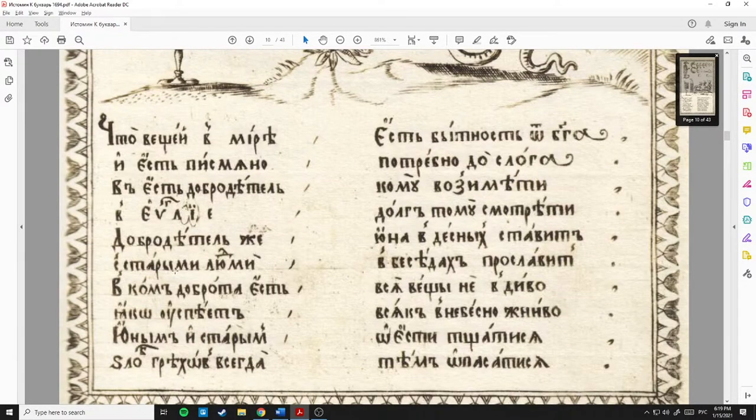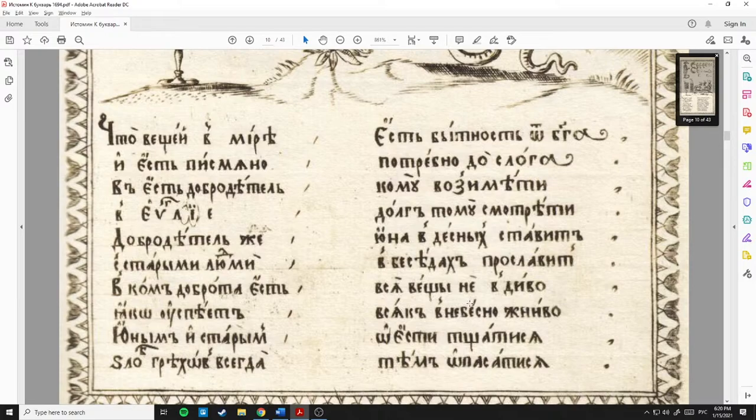So, старыми людьми. So with old, or older people, I guess this just means old people. В беседах прославить. So with words or in conversations, прославить, celebrate or bring grace, to instill virtue into youth. That's very nice. В кому доброта есть? So in whom goodness, kindness is.